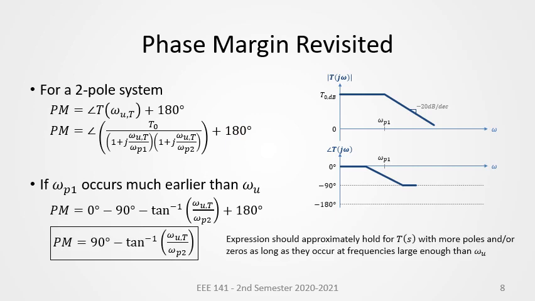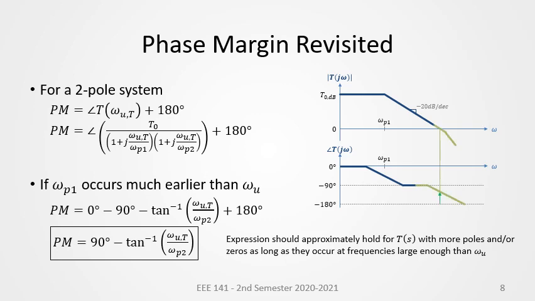Simplifying the equation, we get that for a two-pole system with a dominant open loop pole, we will have a phase margin of 90 degrees minus the tangent inverse of omega u over omega p2. This expression should approximately hold for a loop gain T of s with more poles and/or zeros, as long as they occur at frequencies much larger than omega u. This expression tells us that the phase margin is dependent on the relative position of the second pole to the unity gain frequency omega u.